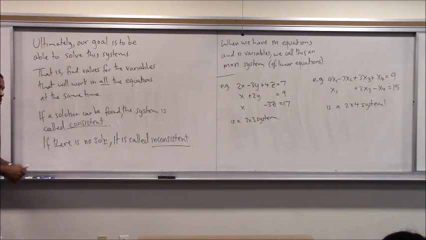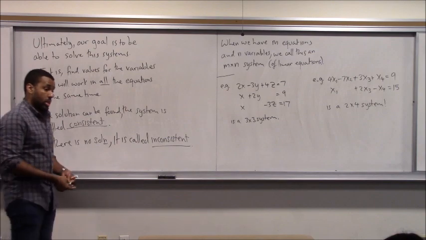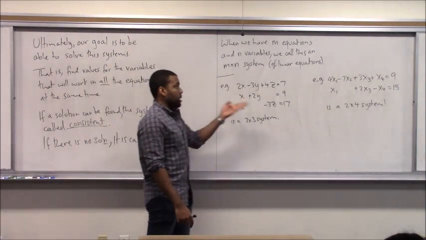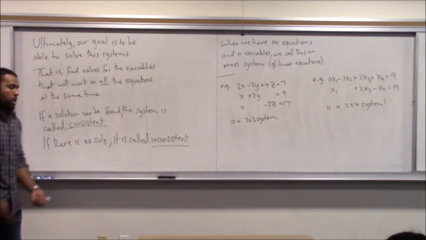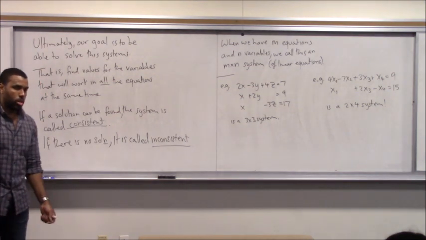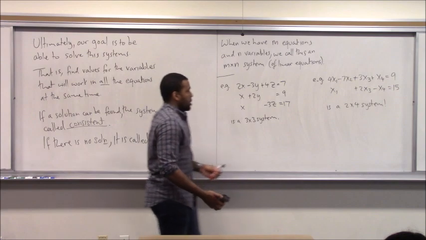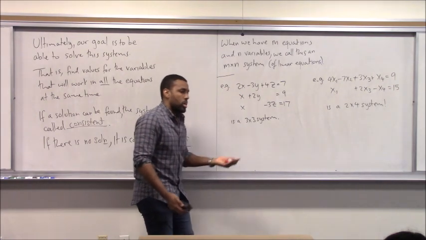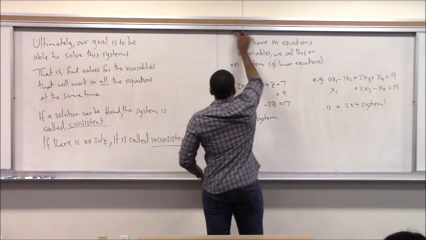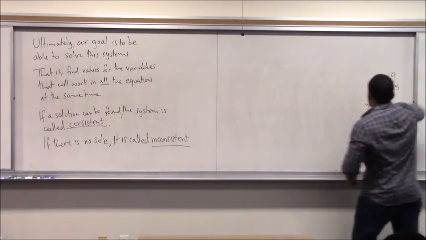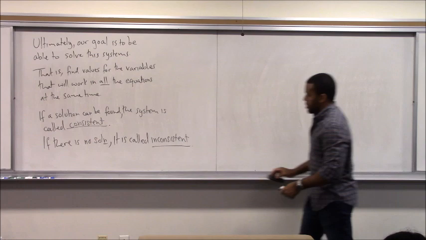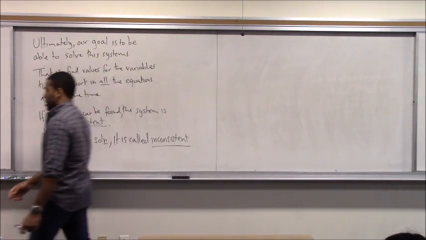So a consistent system is one in which I can find a solution. I can actually give you a list of numbers that will work in all equations at the same time. Inconsistent means I can't do that. No matter what list I come up with, none of them are going to work. Or I might be able to get some of them to work, but not all of them. And that's a problem. The solution requires that all of them need to work. So a little bit of definitions there.